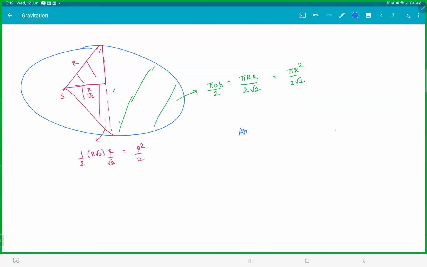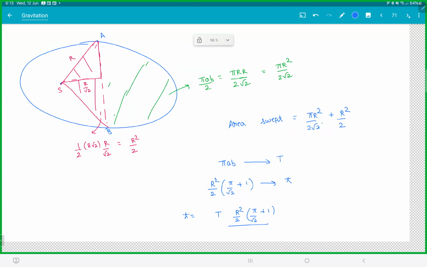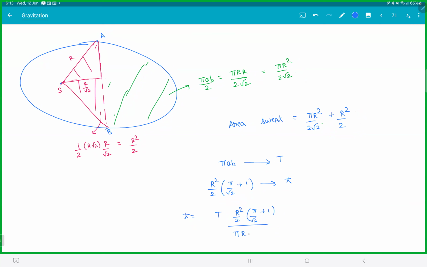So the total area swept by this vector, this is the total area we're talking about, is pi R square by 2 root 2 plus R square by 2. And we saw from the aerial velocity that for the total area pi AB, we are getting the time period T. So for this area, what is the time period? Unitary method. That would be T times R square by 2, pi by root 2 plus 1, divided by pi AB. What is pi AB? Pi is R and B is R by root 2.